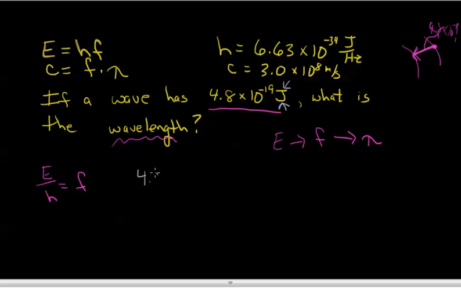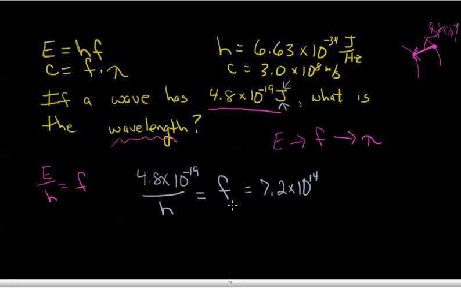So I'm going to take 4.8 times 10 to the negative 19th divided by Planck's constant, which is stored in my calculator, and that will give me the frequency. So I'm going to take 4.8 times 10 to the negative 19th divided by alpha H, and I'll get 7.2 times 10 to the 14th.